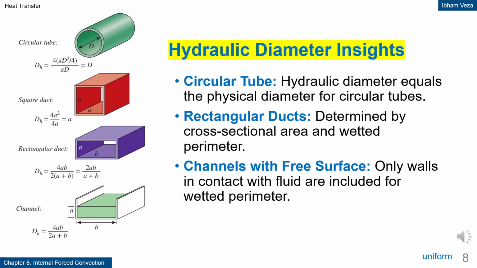Hydraulic diameter insights. For circular pipes, the hydraulic diameter is equal to the physical diameter. For non-circular ducts, the hydraulic diameter is defined as D_h = 4A/P, where A is the cross-sectional area and P is the wetted perimeter. This concept allows the same correlations to be used for different duct shapes. For channels with a free surface, only the walls in contact with the fluid are counted. The hydraulic diameter unifies different geometries into a single analysis framework.